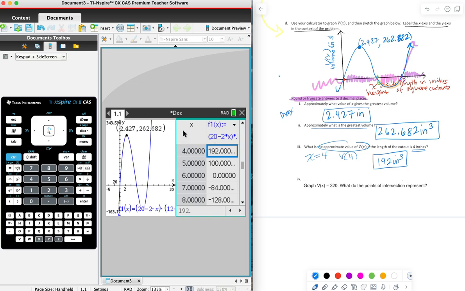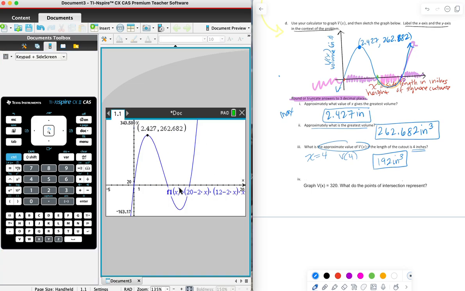Now this table is kind of annoying. I don't want to see it anymore. So I go Control T and that just gets rid of it. So Control T to put the table up, Control T to make it disappear.